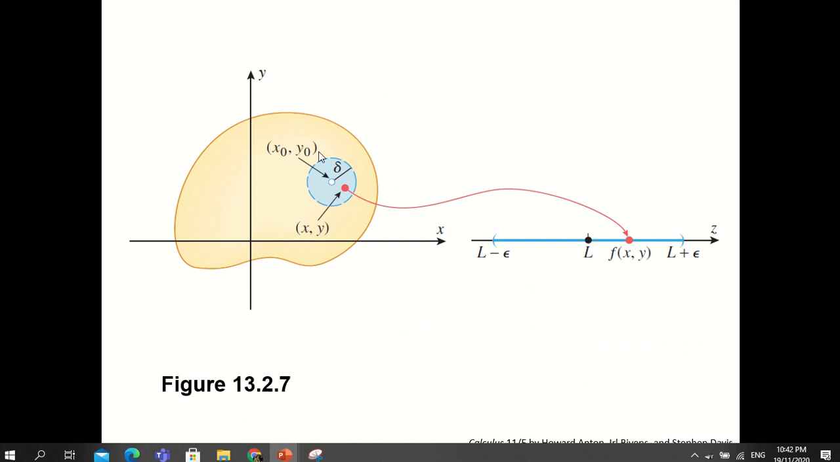Further, to illustrate that concept, we have here an illustration. This is the limit, our L. At this point we have L minus E, and this is our L plus E. This is the domain of our function of two variables x and y. If you look at this one, this is the point of our circular region, as mentioned in this slide.